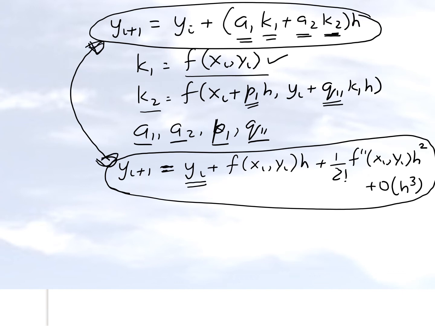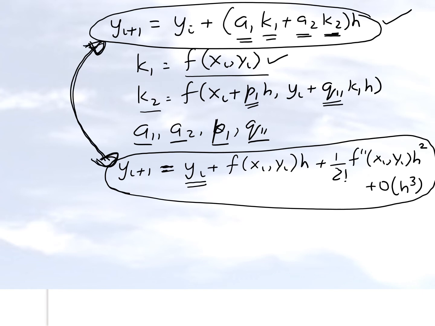And what they wanted to do was that, if I equate this with this and somehow I'm able to find the values of A1, A2, P1, and Q11, then when I am using this particular formula, there is no mention of the first derivative of the function f, hence making it a numerically strong technique to use.